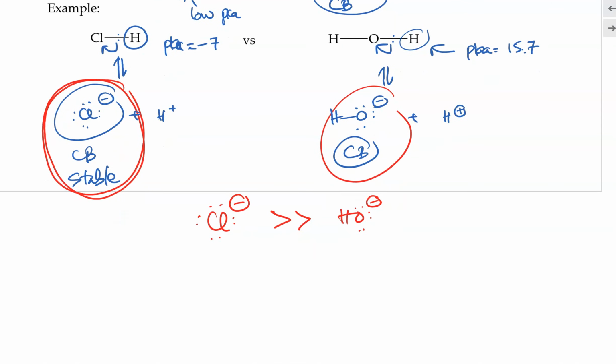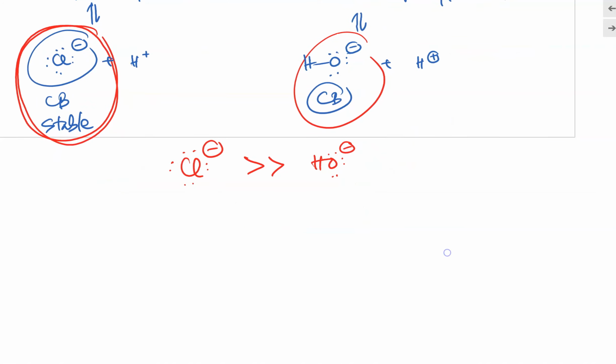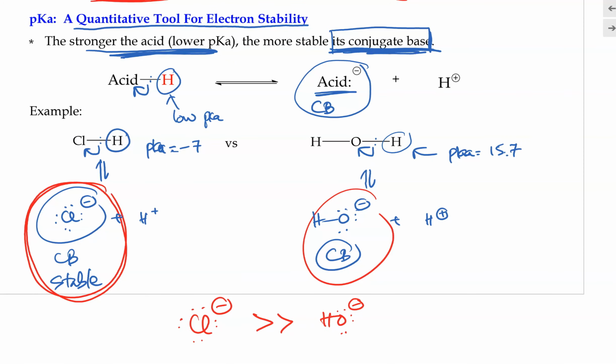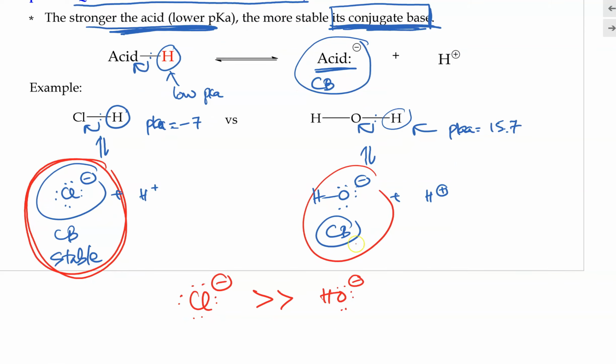This is also consistent with the assessment that we would make using ARIO. From ARIO, we see that because chloride is a bigger atom, it can handle the negative charge better, so this is supported by and consistent with that assessment. Again, the pKa value is a quantitative tool that allows us to determine the stability between two conjugate bases, and the conjugate base from the acid that has the lower pKa will be more stable.